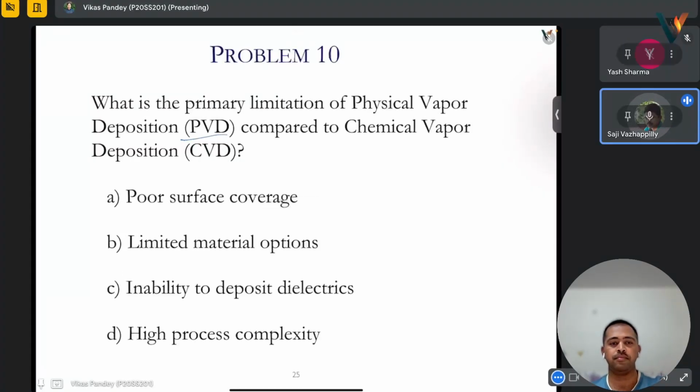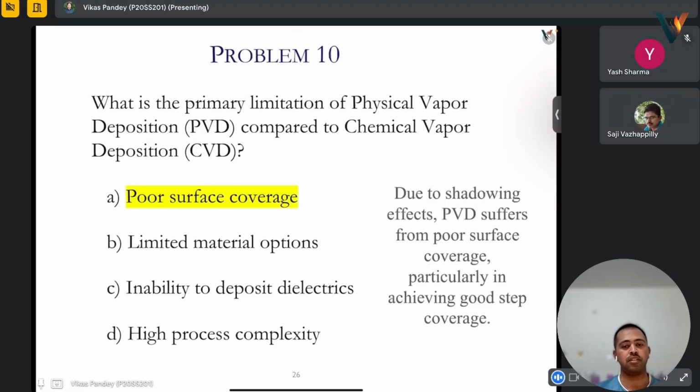Poor surface coverage only. Yes, it is poor surface coverage due to an effect known as the shadowing effect. This can be mostly improved either by rotating the substrate or such methods, or by doing it in pulses, like pulsed laser deposition and pulsed laser ablation. These are techniques that are now being developed and used to increase the surface coverage.